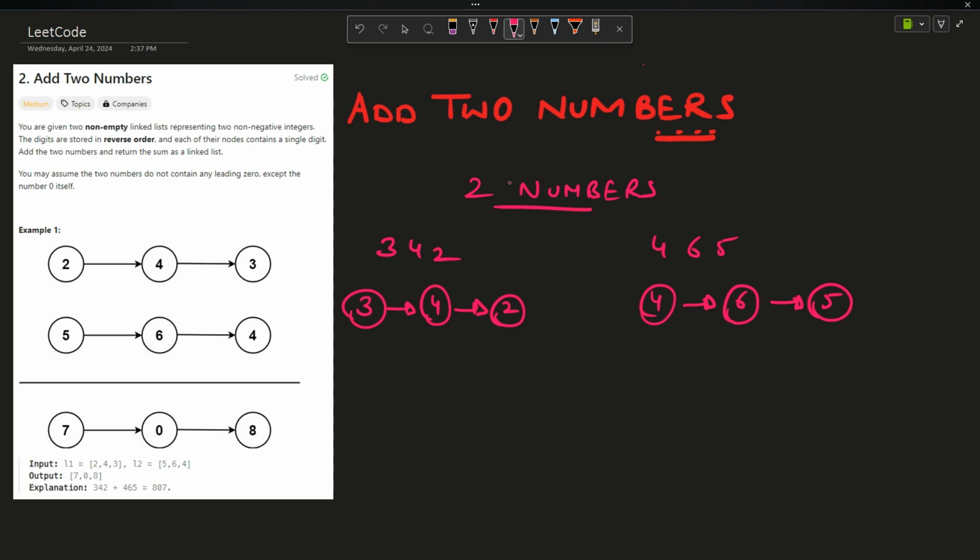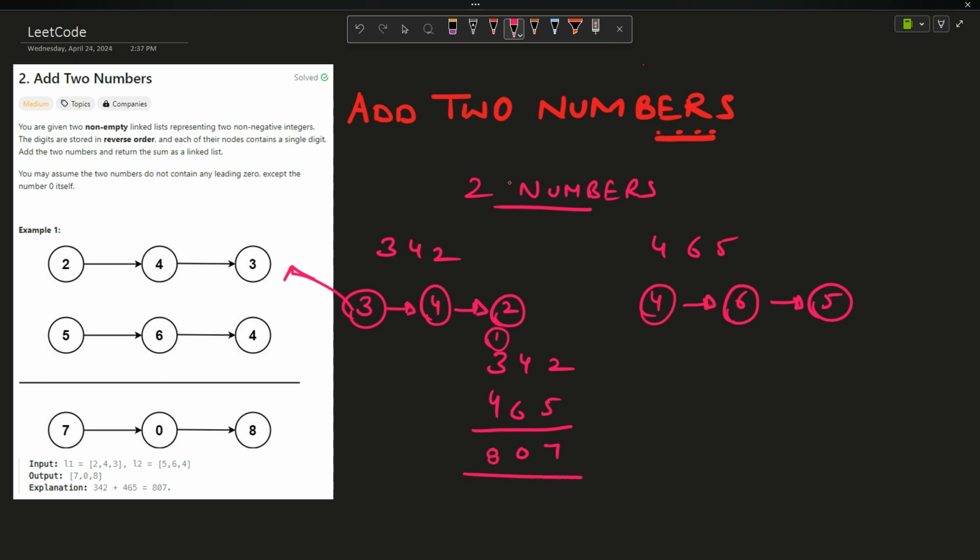The given input says that the numbers are represented in reverse order. So 342 actually becomes 2 connected to 4 connected to 3, and similarly 465 becomes 5 connected to 6 connected to 4, right? In normal life, if I calculate 342 plus 465, what would the answer be? 2 plus 5 gives me 7, 4 plus 6 gives me 10, so I take 0 here and carry 1 here, 1 plus 3 is 4 plus 4 is 8, so 807.